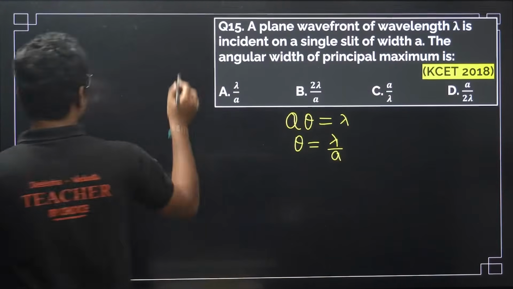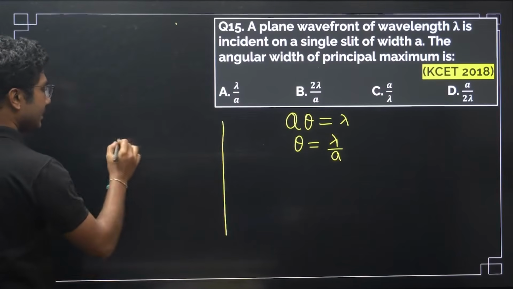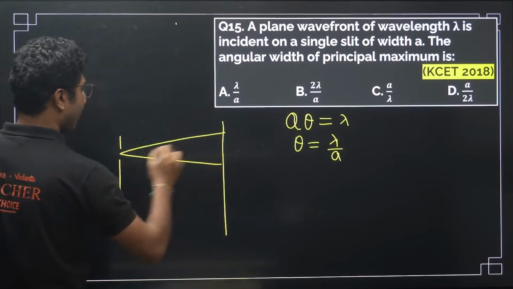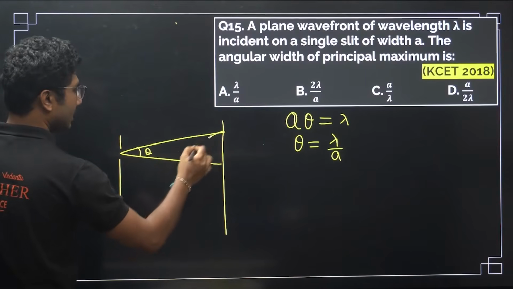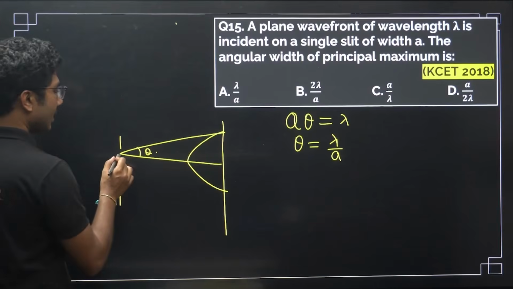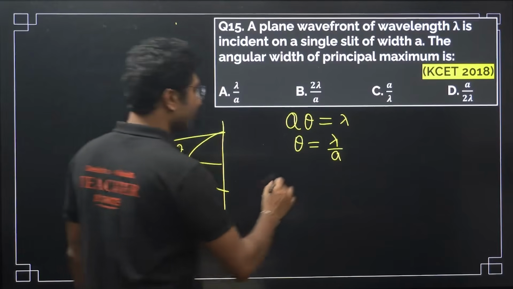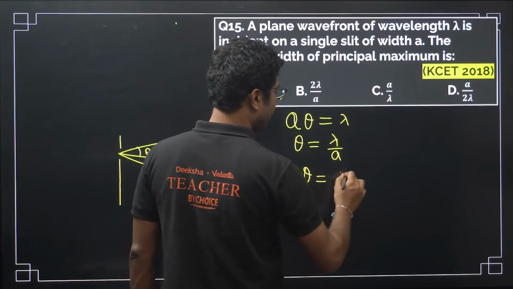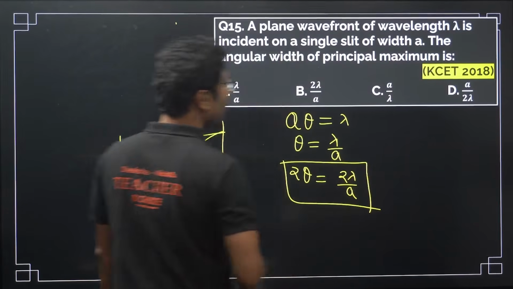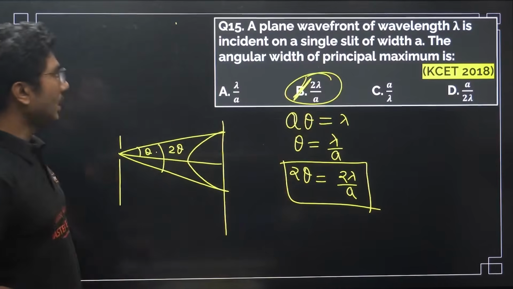Why half? If you remember the diagram I have drawn, that this is the screen, this is the width, and here is the angle theta. Right? So this is the maximum, central maximum. This is called half angular width. So full angular width will be 2 theta. Right? So what is the full angular width? Full angular width will be 2 theta, which is 2 lambda by A. So this is the full angular width, 2 lambda by A. Correct answer option B. Now next question.